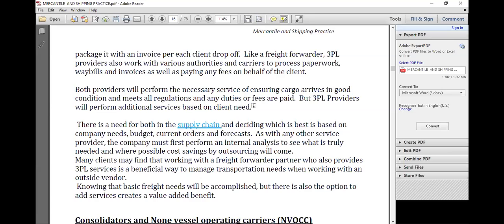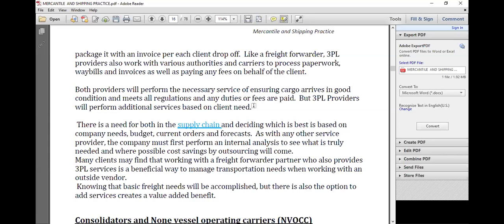So see this, the 3PLs and the freight forwarder, they're all more or less the same, but the difference here is that the 3PL, that's the third-party logistic providers, also provide other additional services like storing, processing, packaging, and all that, which the freight forwarders do not. So this is where the distinction comes, but their work is more or less the same. So there is a need for both in the supply chain, and deciding which is the best is based on the company's needs.